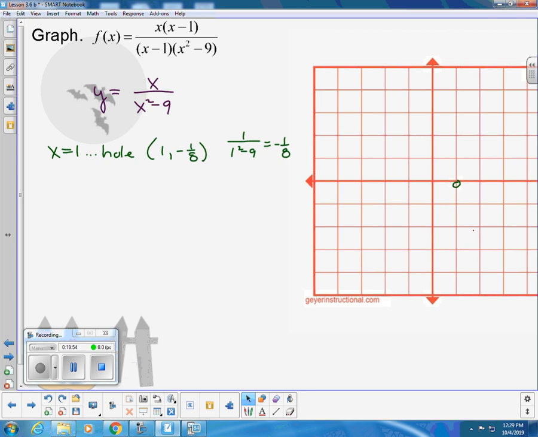Okay. Let's go further and say x squared minus 9 equals 0. So we are finding the vertical asymptotes. The vertical asymptotes are when the denominator is 0. So x squared equals 9. x is going to equal what? Plus or minus 3. Make sure you do the plus or minus.